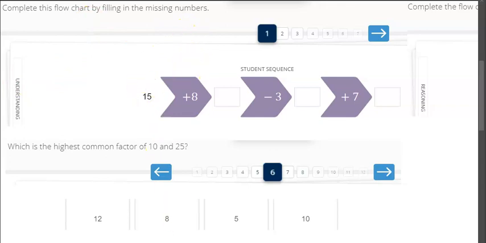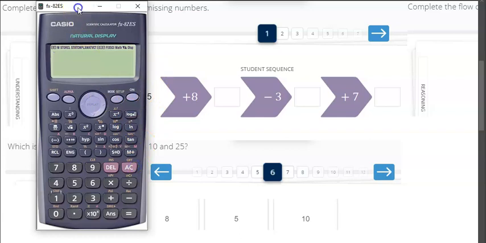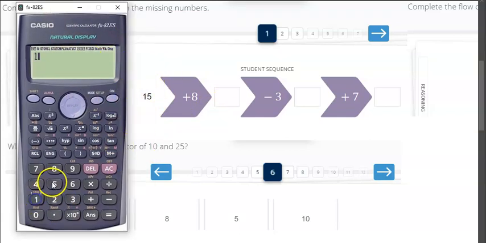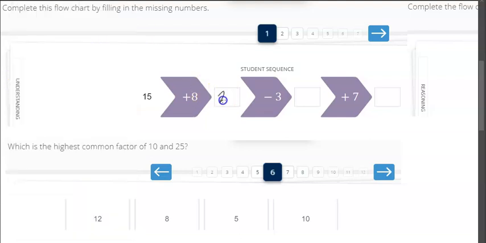So we start with 15, and then from 15, the flowchart is telling me to add 8. Now obviously I can work this out within my head, but to show you, you can use your calculator, we get 23. Then from 23, we are going to subtract 3 because to get the next number, we have to subtract 3. This ends up being 20. Then from 20, we are going to add 7 to get 27. In order for you to get this answer correct, you have to make sure that all 3 numbers that you input must be correct. If one of them is incorrect, then the whole question is incorrect.